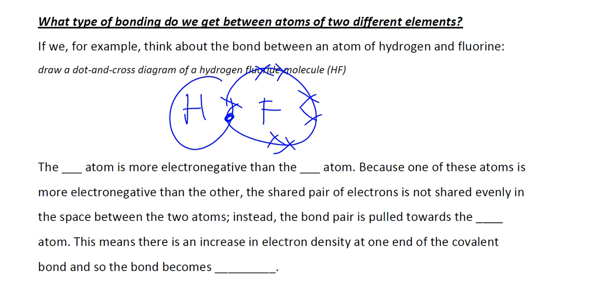Okay, so looking at this, which is the more electronegative out of hydrogen or fluorine? Fluorine, okay? The fluorine atom is more electronegative than the hydrogen atom. And because one of these atoms is more electronegative than the other, the shared pair of electrons is not shared evenly in that space. It's going to be pulled towards F.